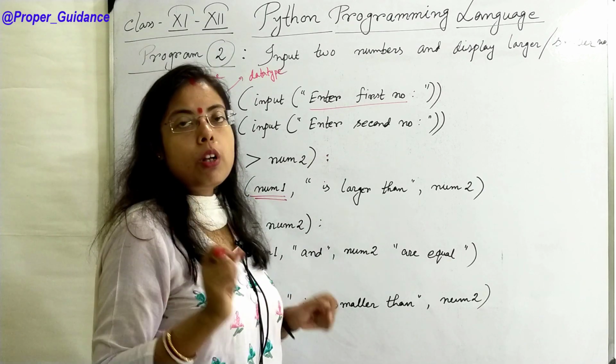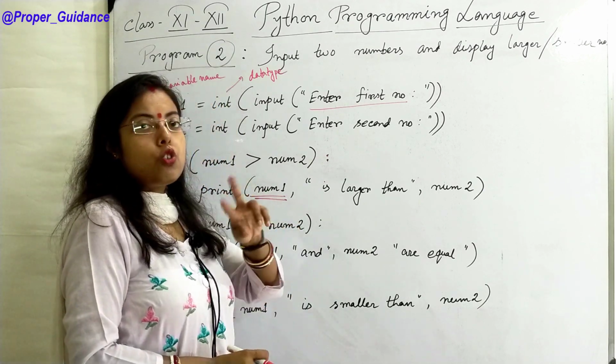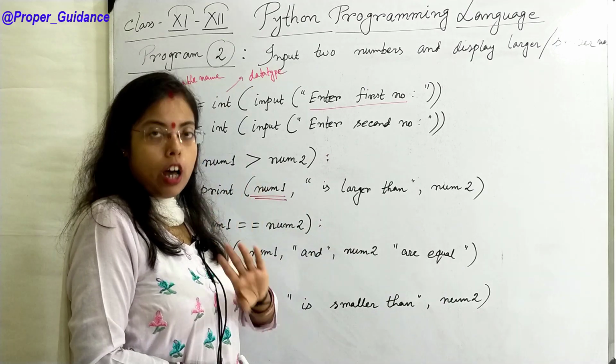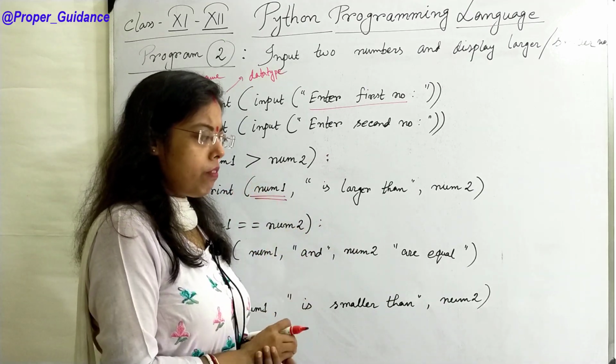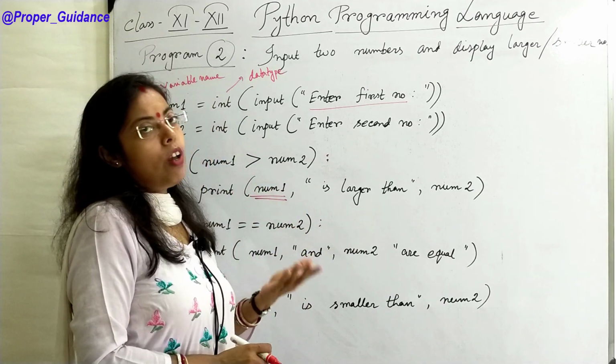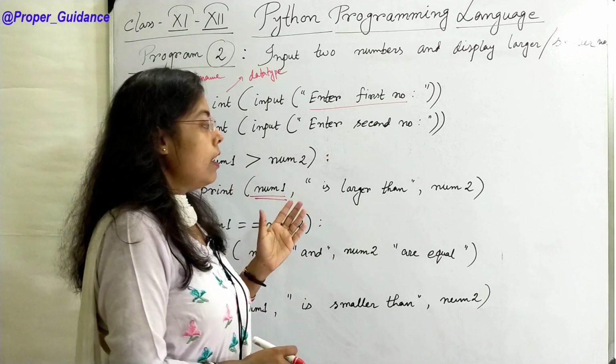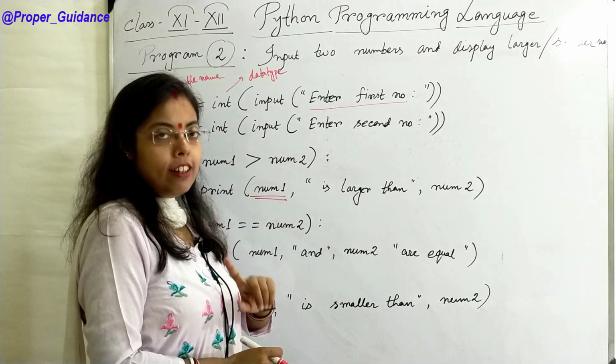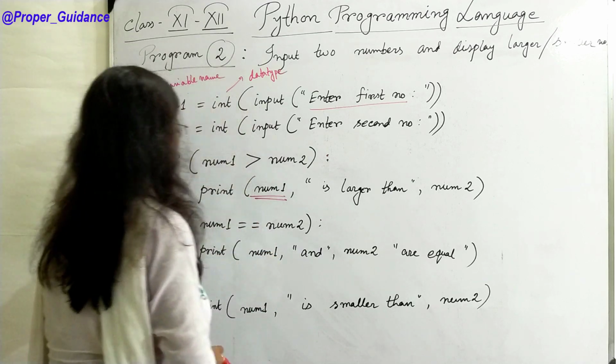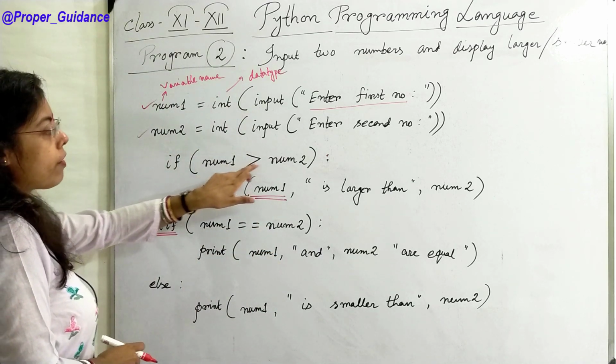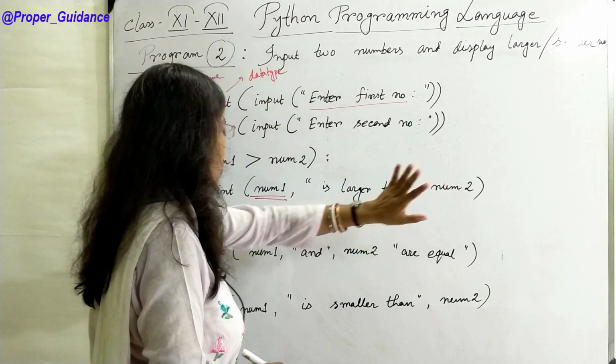If you have given two numbers, either those two numbers will be equal or unequal. This is the very first step, right? Either equal or unequal. If unequal, then one is larger and the other is smaller here. The first one we have considered is num1 greater than num2, and this is larger than num2.